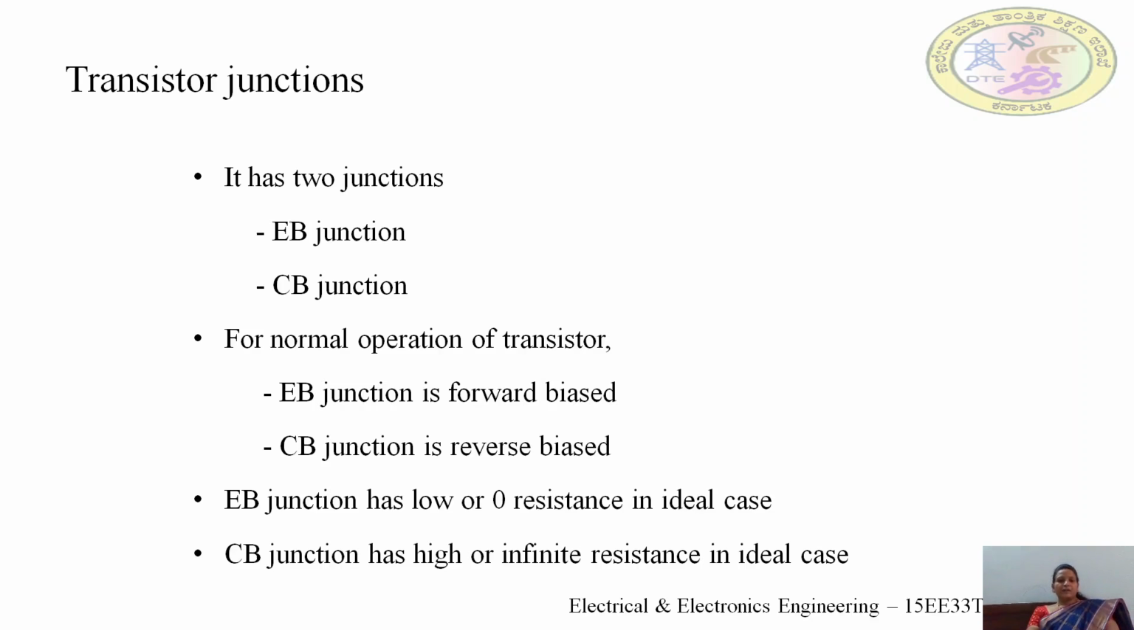So let's have a summarization. It has two junctions, the emitter base junction and the collector base junction. For normal operation of a transistor, be it PNP or NPN, the EB junction is always forward biased and the collector base junction is always reverse biased. Since the EB junction is forward biased, its resistance is very low or zero in an ideal case. Since the collector base junction is reverse biased, its resistance is high or infinite in an ideal case.